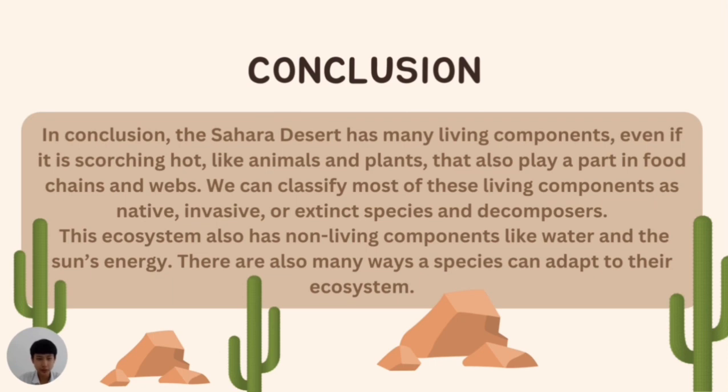Conclusion. In conclusion, the Sahara Desert has many living components, even though it is scorching hot, like animals and plants that also play a part in food chains and webs. We can classify most of these living components as native, invasive, or extinct species and decomposers. This ecosystem also has non-living components like water and the sun's energy. There are also many ways the species can adapt to their ecosystem.